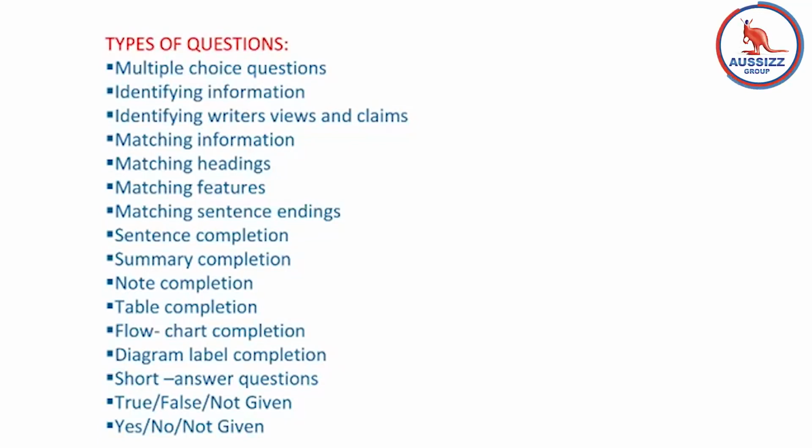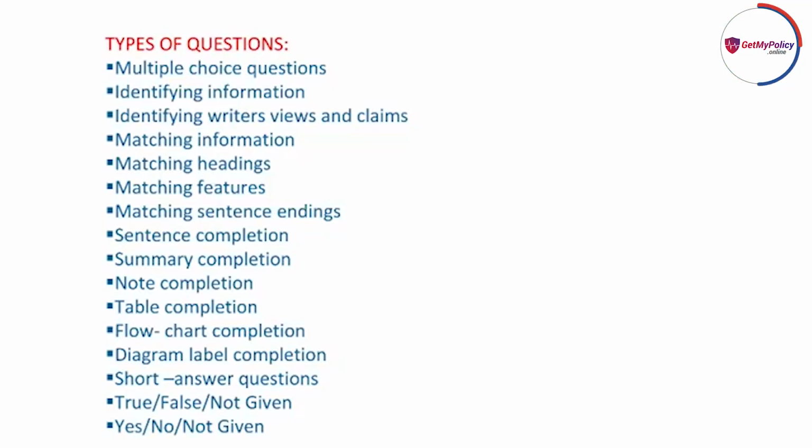For example, multiple choice questions. I will make sure that next time I will take a question module on the basis of multiple choice questions, and have a presentation with you on them. It's very important and very tough also. Second, identify information. You need to identify by one word. The third type of question is identifying writer's views and claims, what the writer is saying and what he is claiming. So again it is a kind of match the heading.